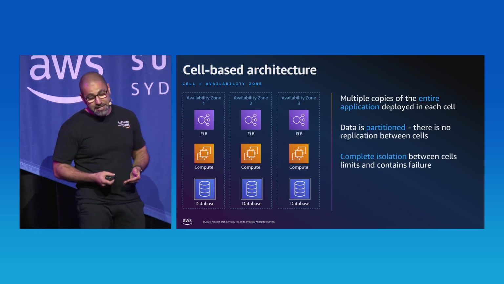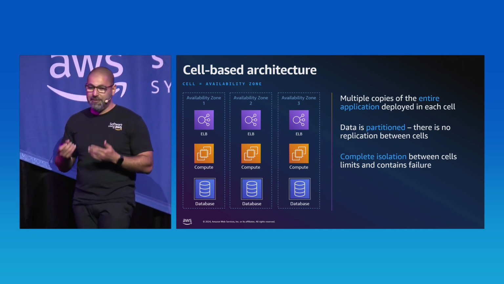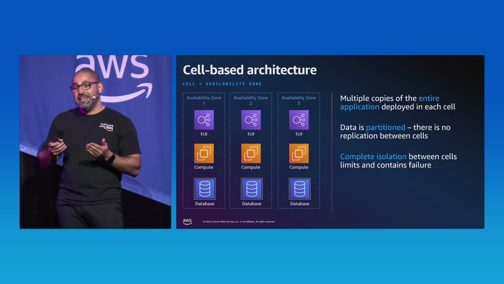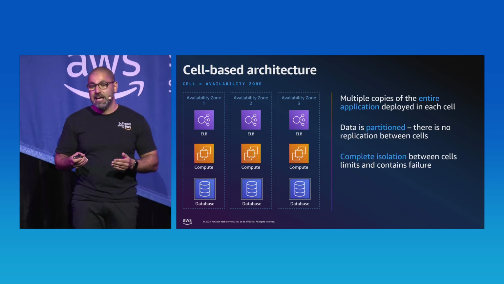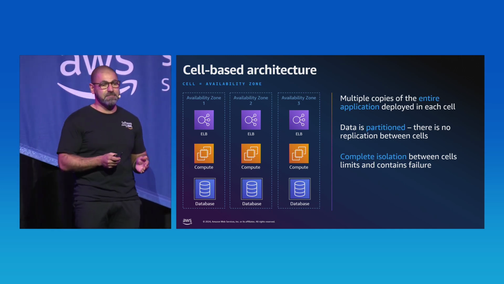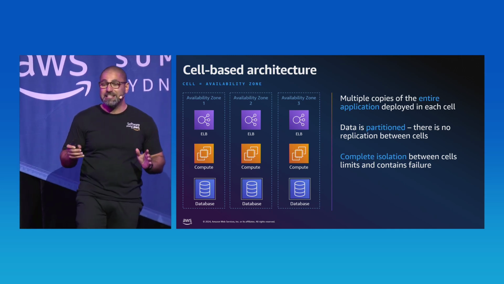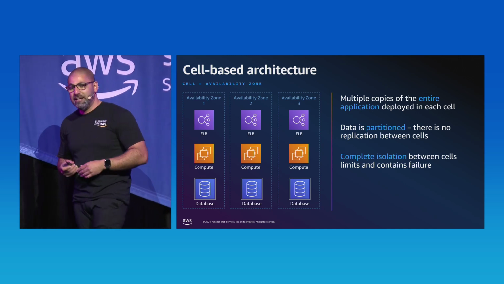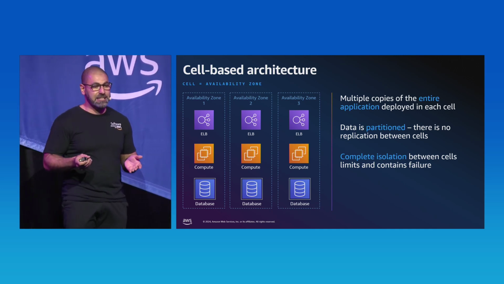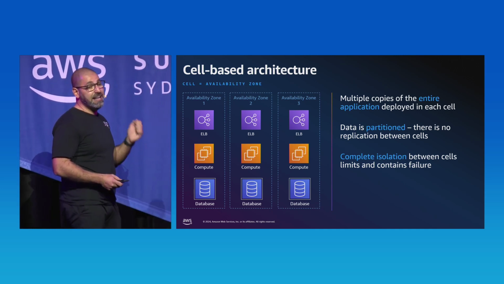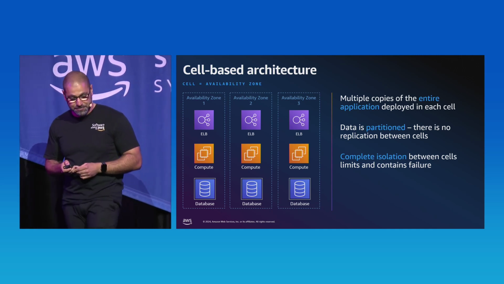And this is what influenced cell-based architecture. And in our case, one cell equals one availability zone. And the idea here is to make multiple copies of your entire application stack and deploy that in every single AZ. And important note here, do not have any cross dependency between these cells. And in this way, data is partitioned where there's no replication between the cells, there's no cross dependencies, giving you complete isolation and a way to isolate faults to contain within a particular cell.